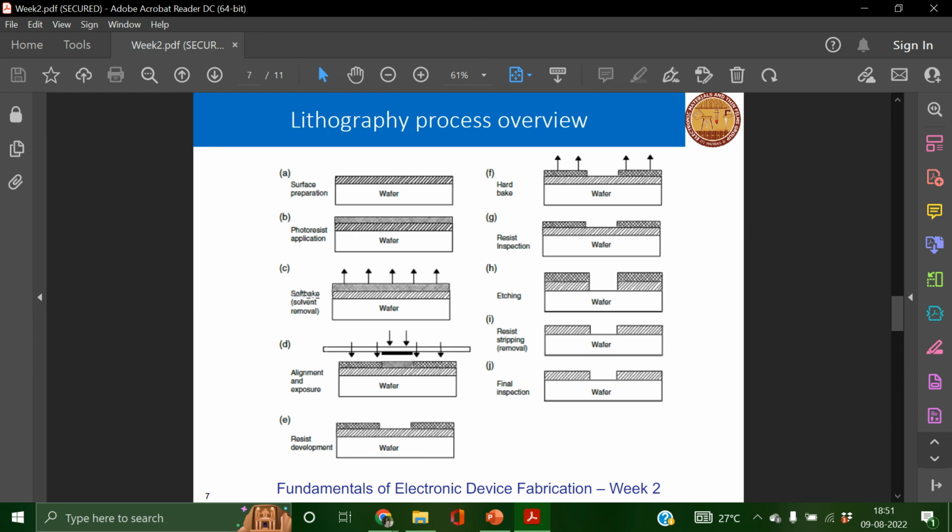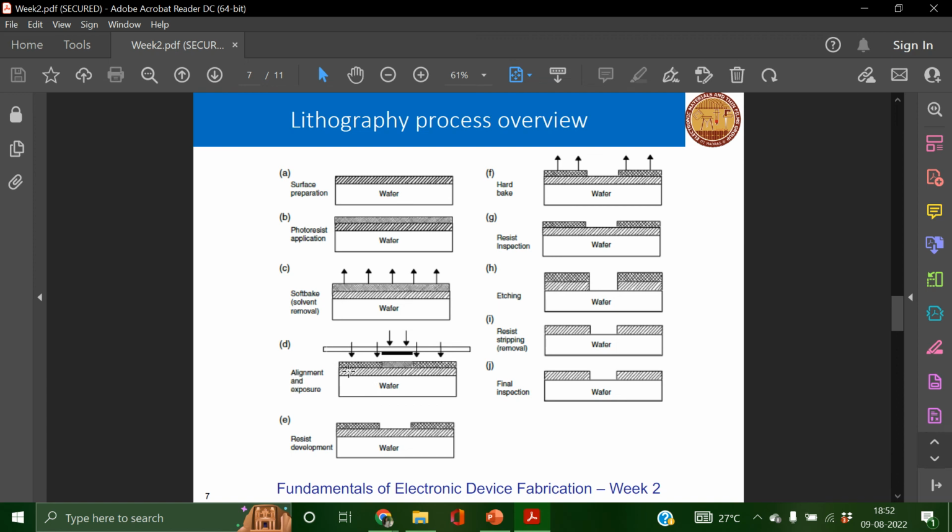And then we will do a soft bake. This photoresist will have solvent in it since it is a polymer solution. So we need to remove the solvent, right? So we will be doing a soft bake. After the soft bake, the solvent will be removed, and after that we bring our mask. This mask has a particular pattern that we need to transfer to the wafer.